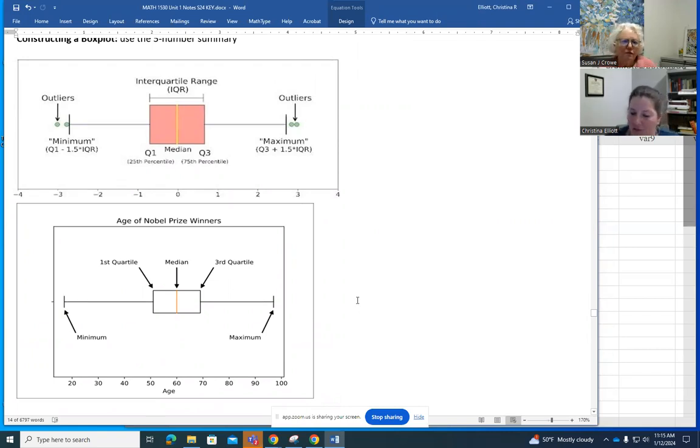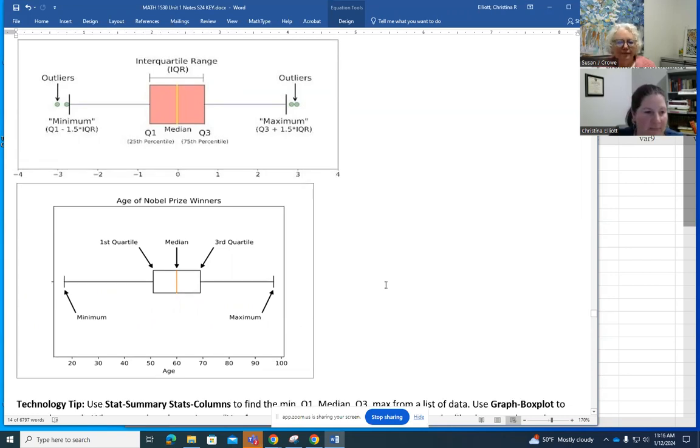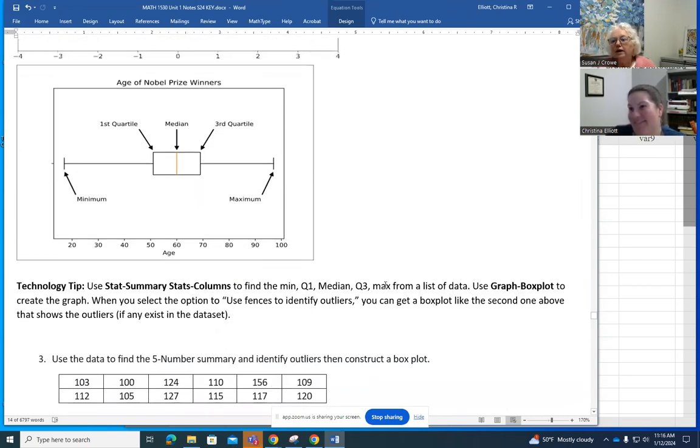Going back to measures of center, if I look at the box plot for a data set and it has outliers, then I would know that the median is going to be a better measure of center than the mean. We talked about that previously, it's been a couple of days.